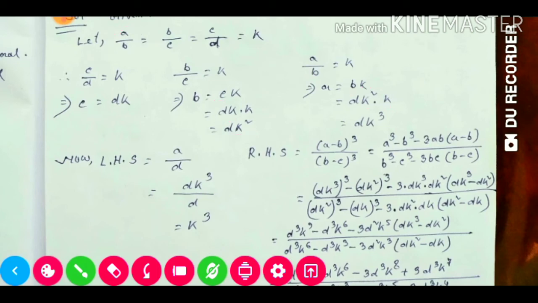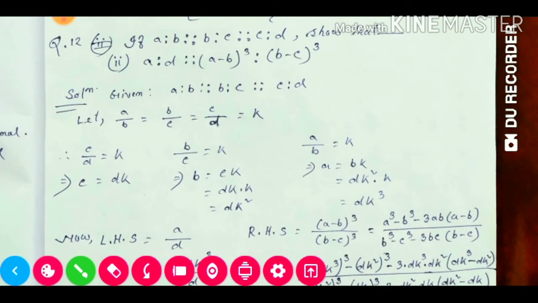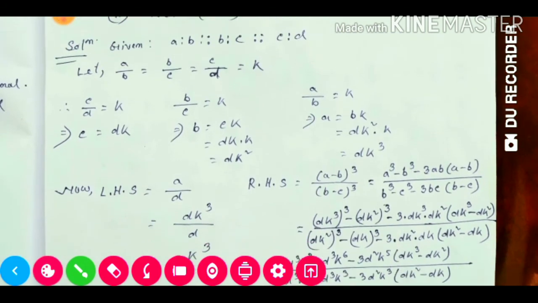Now the left hand side of this question, you see, what is the left hand side? A ratio d, so a divided by d, and this one will be our right hand side. Right hand side is a minus b whole cube, ratio b minus c whole cube. This part is equal to this part, we need to show. So first of all we take the left hand side, which is a divided by d.